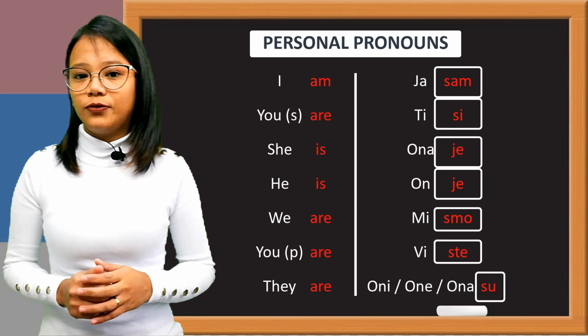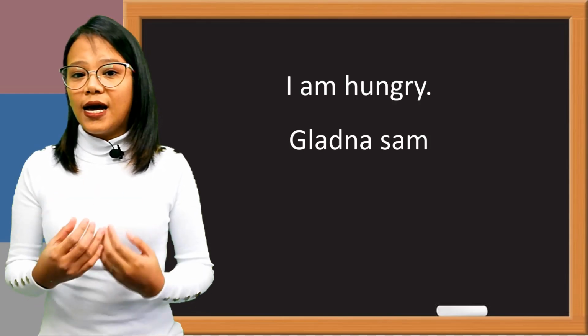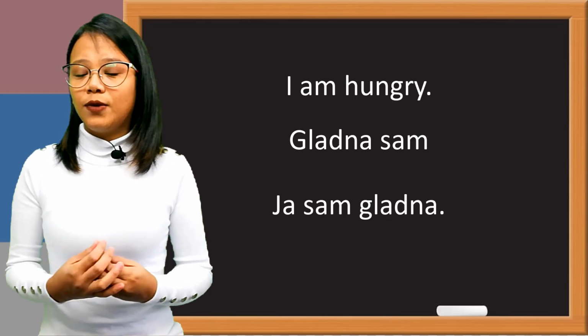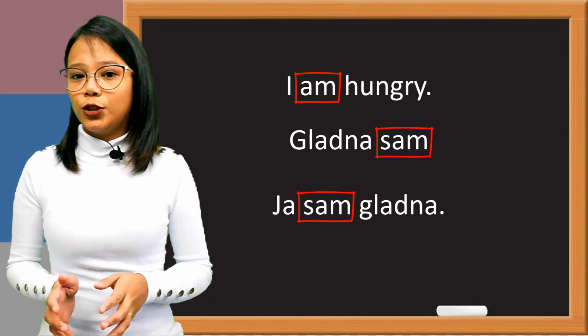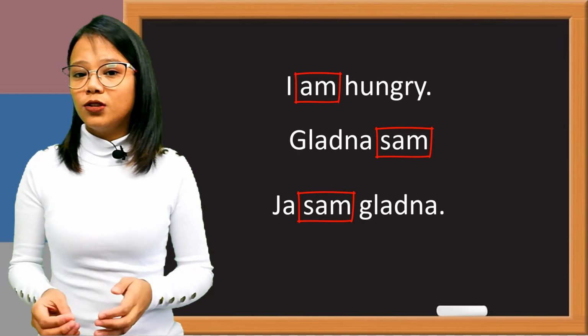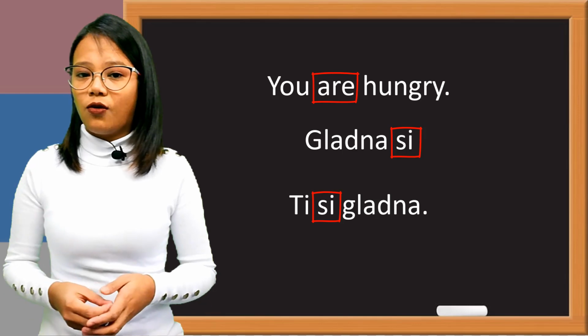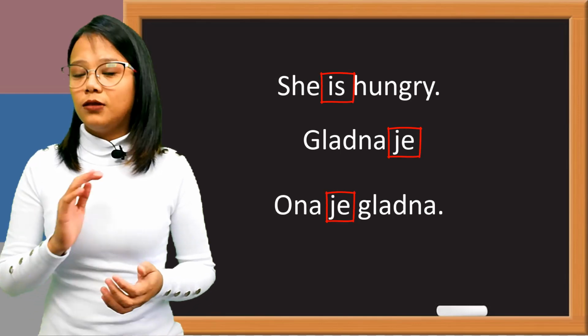Especially in adjectives. For example, I would say, I am hungry. I'll say, gladna sam, or ja sam gladna. Ja sam gladna is the long version, but usually they use the short version, gladna sam, using the auxiliary verb sam, or you can say gladna si, or je, and so on.